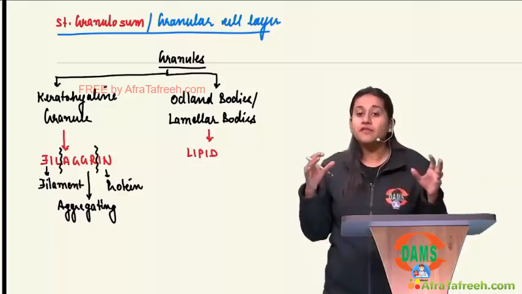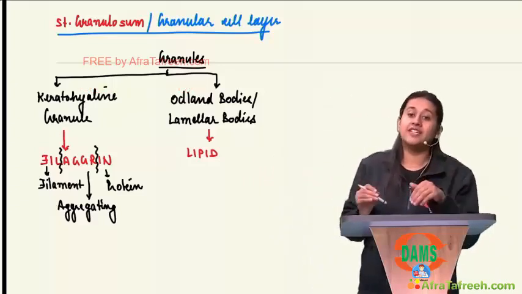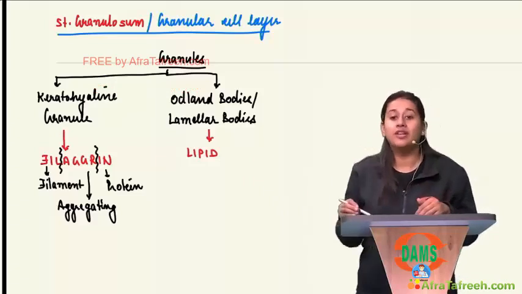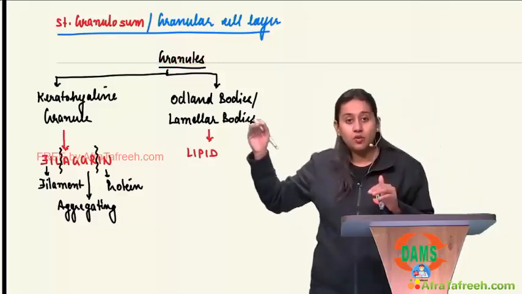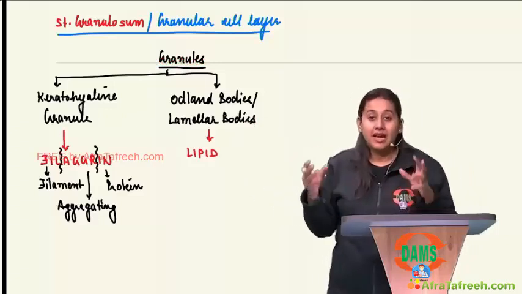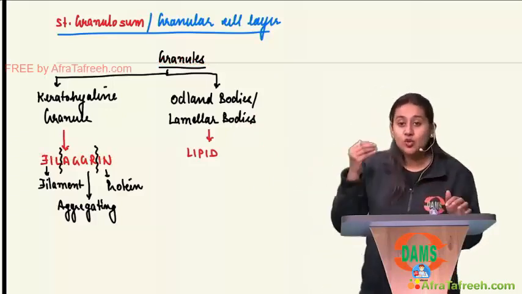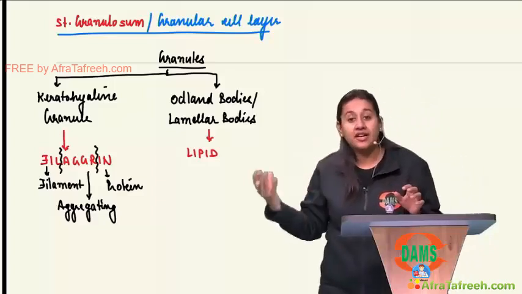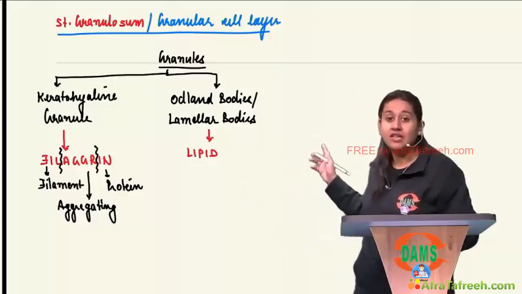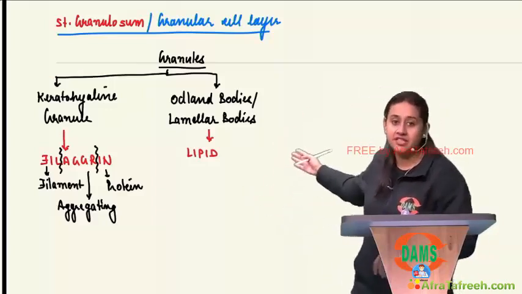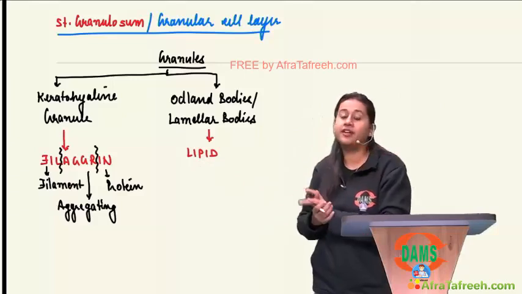So even if you do not apply any moisturizer from outside, you have your own moisturizer, in the form of Odland bodies, which release lipid. Now, with age, the amount of Odland bodies reduces in your body. If you have any elderly person in your house, compare your skin with their skin. You will feel that their skin is comparatively drier, and the reason is that the lipid content is very low as you grow old. So the amount of Odland bodies reduces.